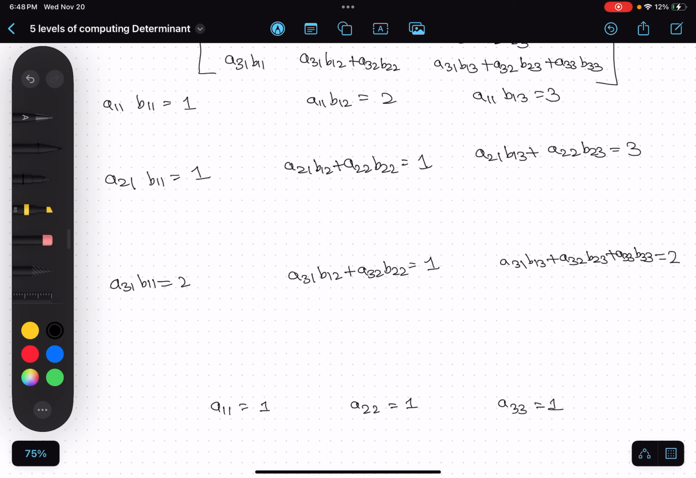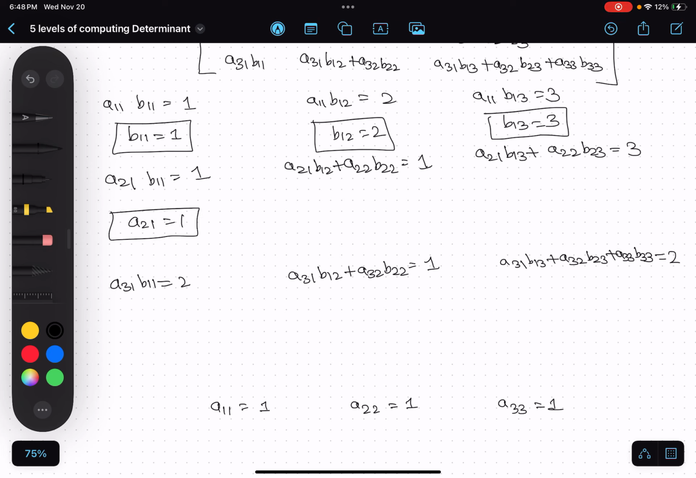Okay, now if we do that, I can find B11 from here, which will just be 1, right? I can find B12 from here, which will just be 2, right? And I can find B13 from here, which will just be 3, right? Now, B11 is 1, so A21 is also 1, right? Now again, B11 is 1 from here, so I can substitute that over here. So A31 will be 2, right?